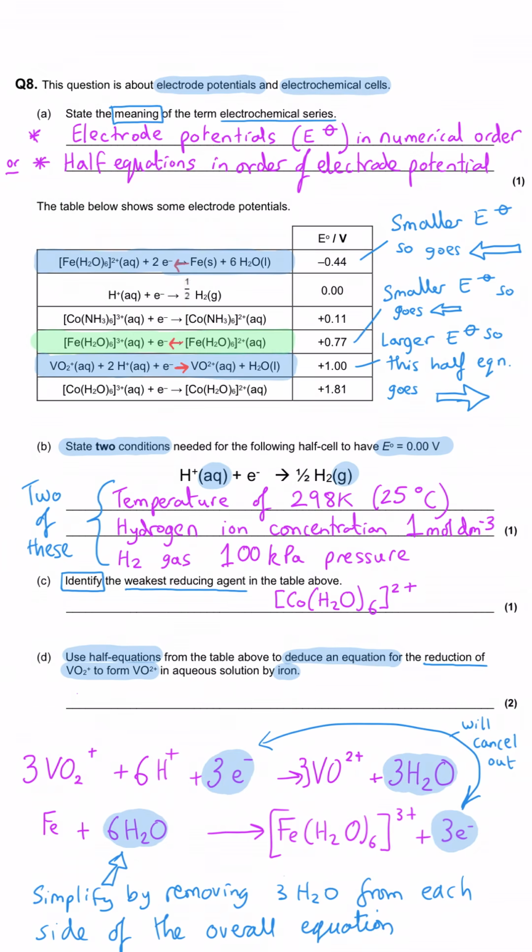And so finally we've got 3VO2+ plus 6H+ plus Fe plus 3H2O turns into 3VO2+ plus the Fe(H2O)6 3+ complex overall. And that's 1 mark for recognising that we're making Fe3+ as a product, and 1 mark for the correct overall equation that I'm showing on the line here.